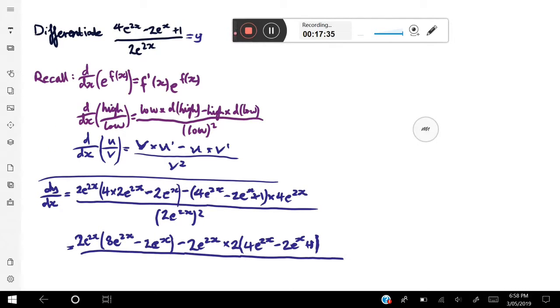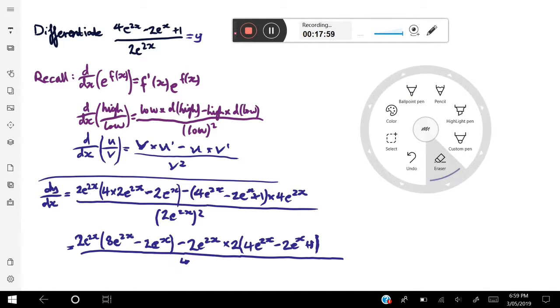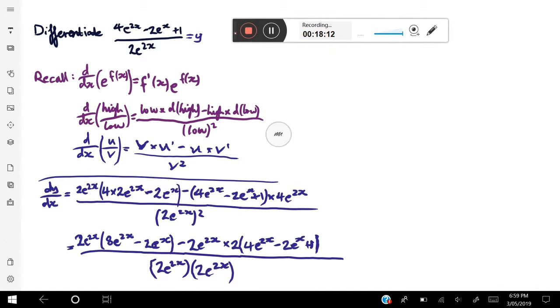And then this whole thing over, so what is 2e to the 2x, squared? You square the 2, so that's 4, and e to the 2x squared, so e to the 4x. No, wait, actually, I'm just going to leave this as 2e to the 2x times 2e to the 2x for now. You'll see in the next step why I'm doing this.